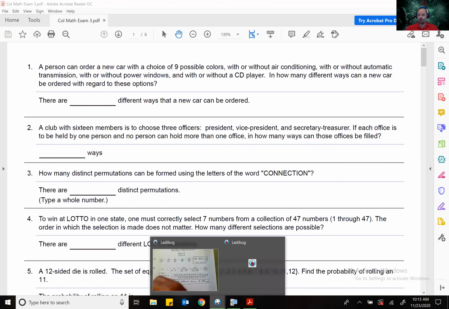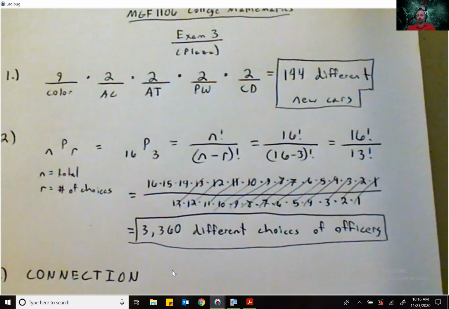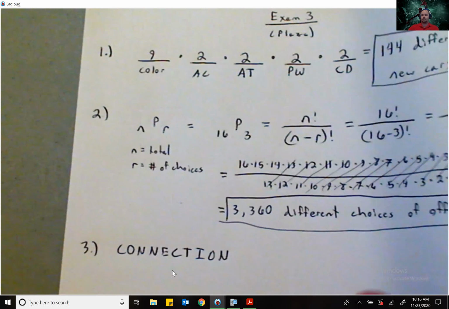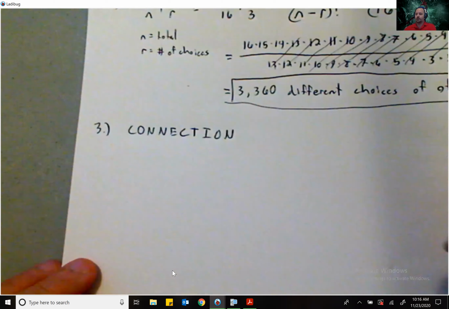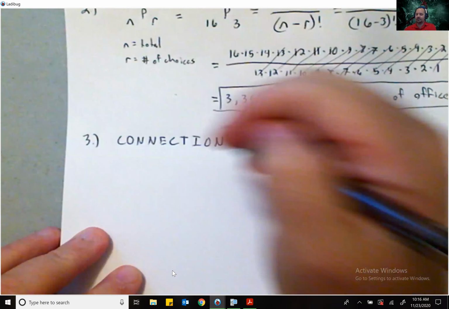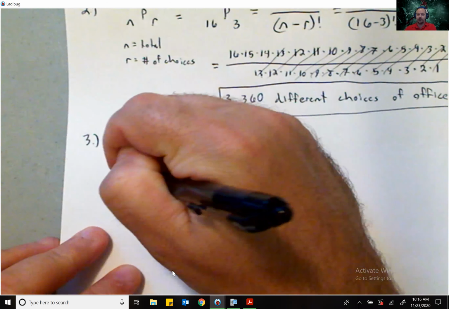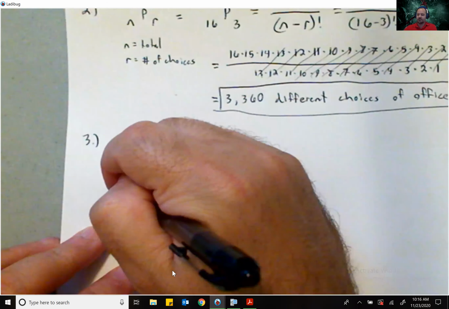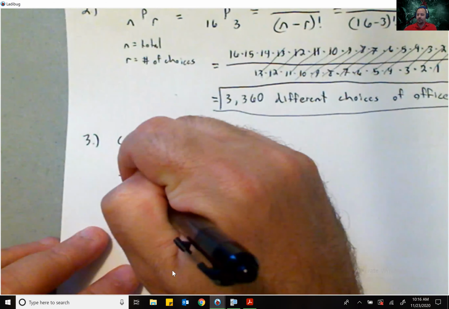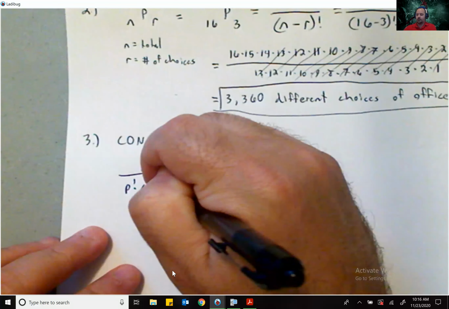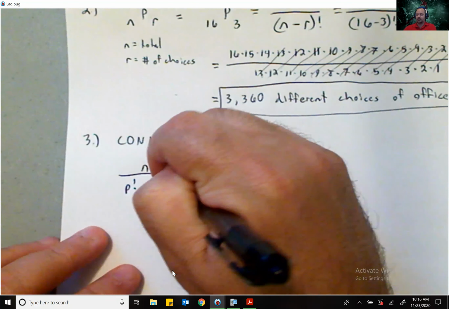So I'm going to write out the word. And then we'll talk about how we work this. Okay. So we got our word. So remember with duplicates, you have a formula that's n factorial, so your total on top. And then you have factorials down below of your duplicates, and so on and so forth.